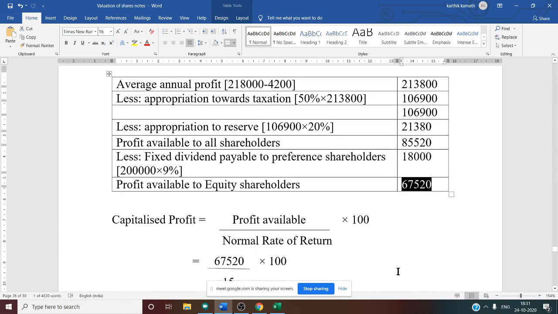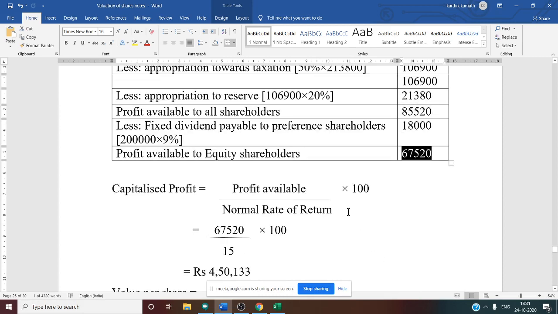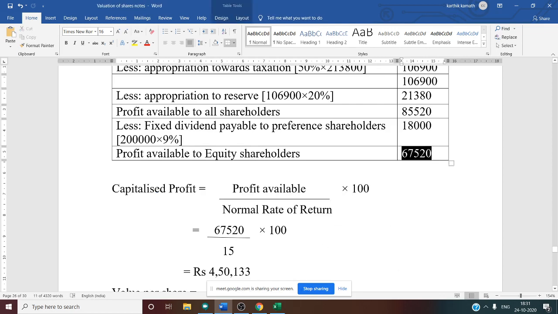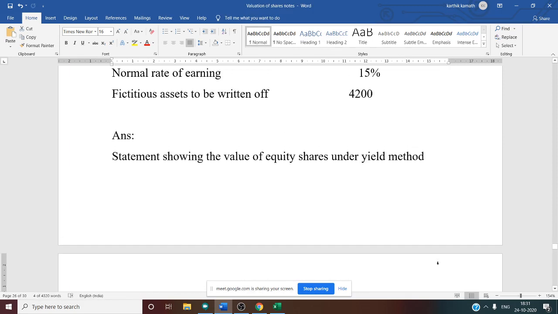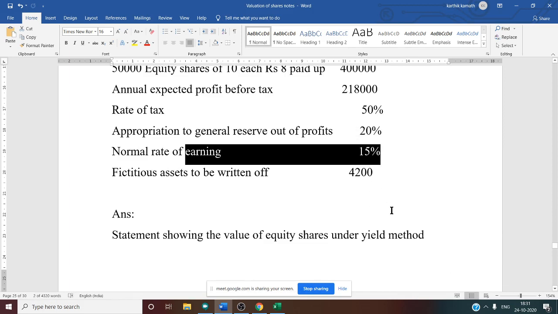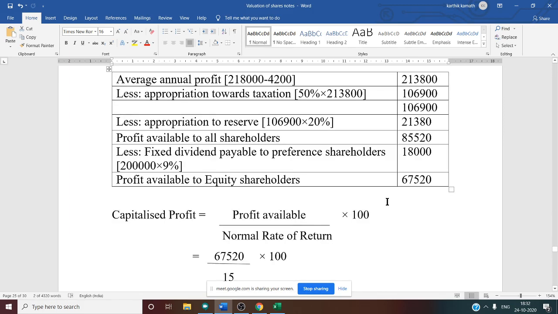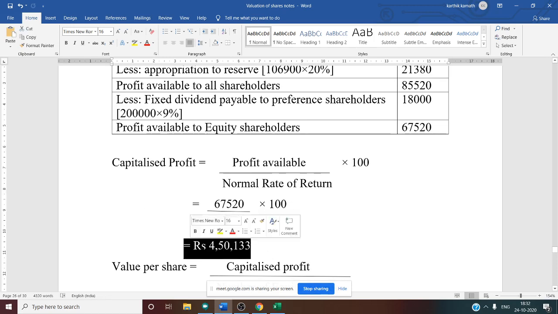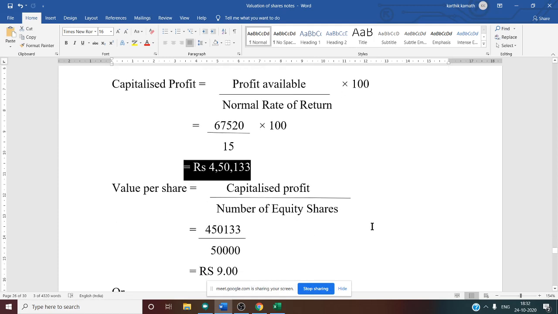After that we need to do capitalized profit. So capitalized profit is equal to profit available divided by normal rate of return into 100. Profit available, now we got, that is 67,520. Normal rate of return is given in the problem, that is 15%. See, this normal rate of earning they have mentioned. So the same 15 you need to write in the denominator into 100. So capitalized profit will become 4,50,133.